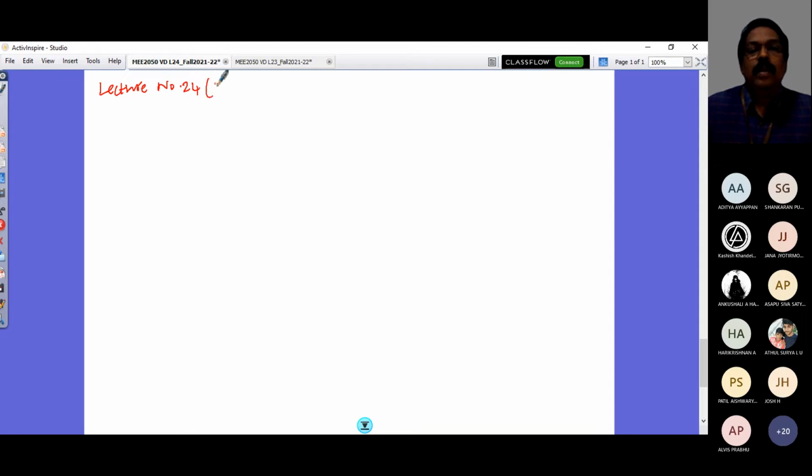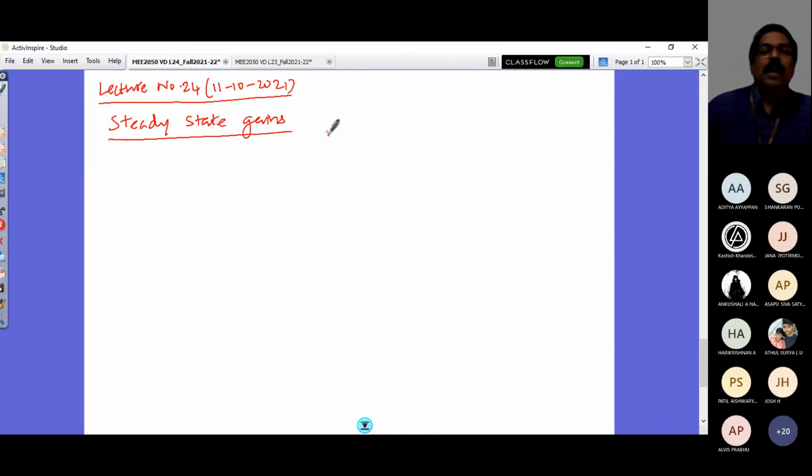So today's lecture is lecture number 24, and today it is 11/10/2021. And the lecture topic is steady state gains. So there are three important steady state gains that are very important. One is yaw velocity gain. Another one we are going to look at in today's class is lateral acceleration gain.